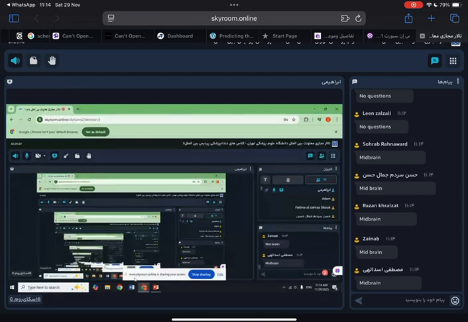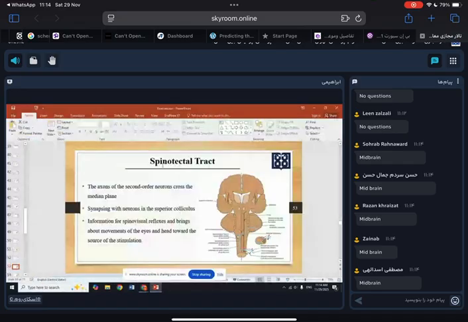So, this tract is the spinotectal tract. It means that it starts from the spinal cord and goes to the tectum. You are seeing this part. At first, you must know that it has a cross. It goes to the other side and passes to the tectum, or the superior colliculus. I told you the superior colliculus is related to vision, but this part, the spinotectal, is not completely related to vision.